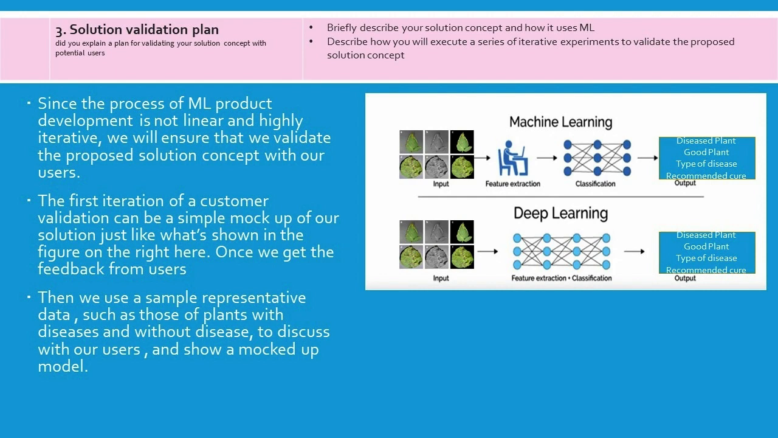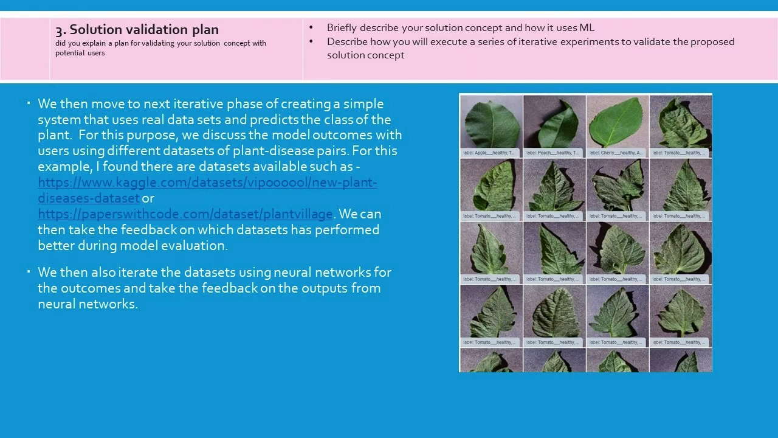We validate this with our users and move to the next iterative phase of creating a simple system that uses real data sets. Now we discuss the data sets with the users, once we have understood the high level model type to be used. For example, in our case, I was looking at two data sets here, one on Kaggle, and another called the Plant Village data set. We can take feedback from users on which data set is better and then move to the next step once we have discussed the data sets with users.